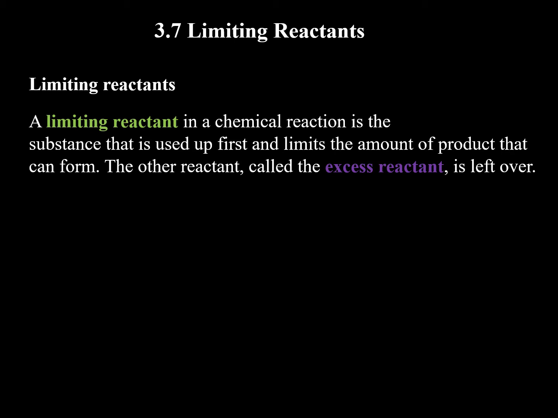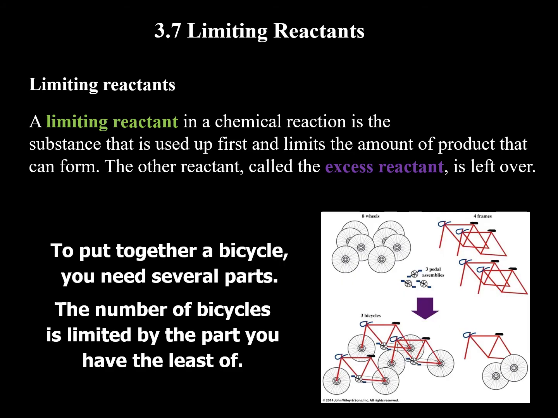Limiting reactant, just like in a chemical reaction, is the substance that is used up first. So whenever you have two or more things coming together in terms of reactants, one of them will run out first. We call it the limiting reactant. And the other reactant that is not the limiting reactant would be called the excess reactant, or you can say reagent. Before delving into chemistry, an example here would be with a bicycle.